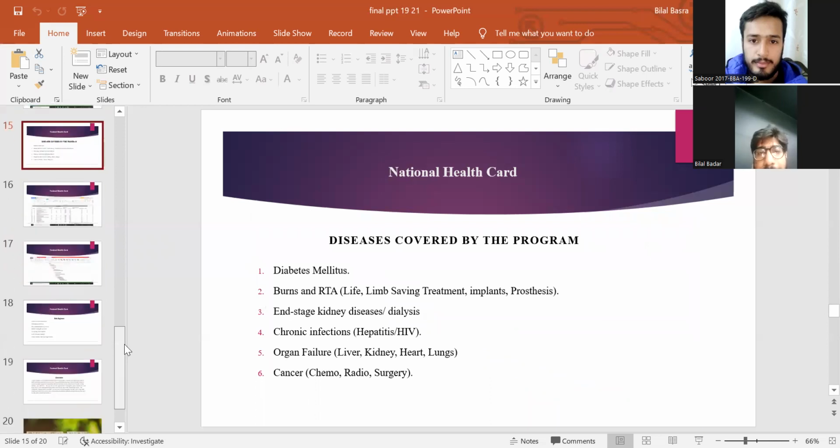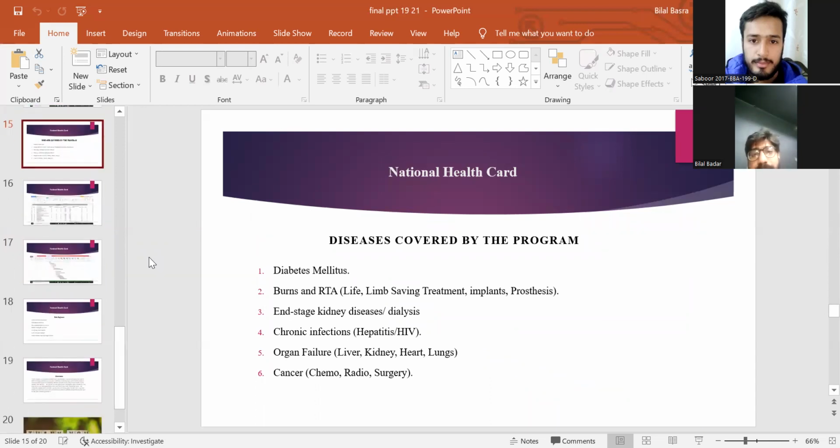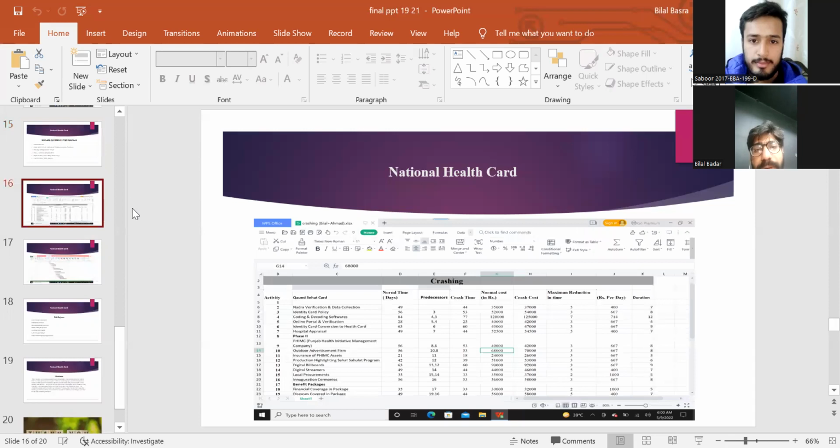Then come some of the most vital and chronic diseases that have been covered by the program: diabetes mellitus and burns, end-stage kidney disease and dialysis, chronic infections, hepatitis and HIV, organ failure of the liver, kidney, heart and lungs, and cancer. That includes chemo, radio, and surgery.